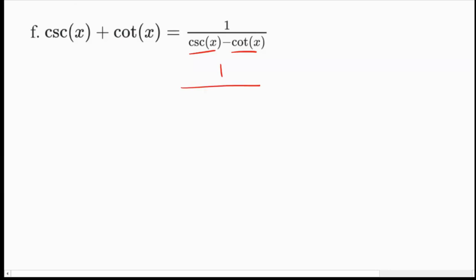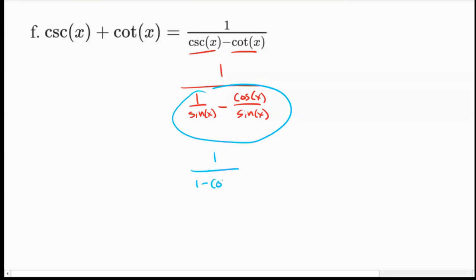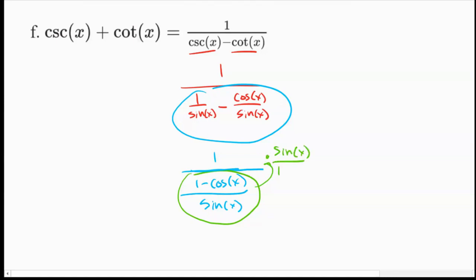So I end up getting 1 over sine of x minus cosine x over sine x. And from here, I can actually simplify this by subtracting the two. So I get 1 minus cosine x over sine x. Now I have 1 divided by all this, so I'm really going to be multiplying by the reciprocal here, sine x over 1 minus cosine x.